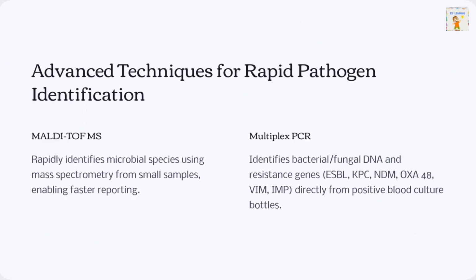And there are advanced techniques for rapid pathogen identification, including MALDI-TOF MS and multiplex PCR. So MALDI-TOF MS is a mass spectrometry technique that quickly identifies microbial organisms from small samples, and it can detect colonies after short incubation, allowing faster reporting. Multiplex PCR is also from positive culture bottle. You can send them for multiplex PCR and they can identify bacterial or fungal DNA and also certain resistance genes, which we saw in CARBA-R or the lateral flow. These genes are also detected in multiplex PCR.